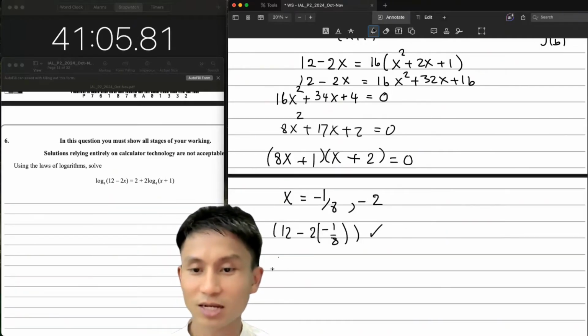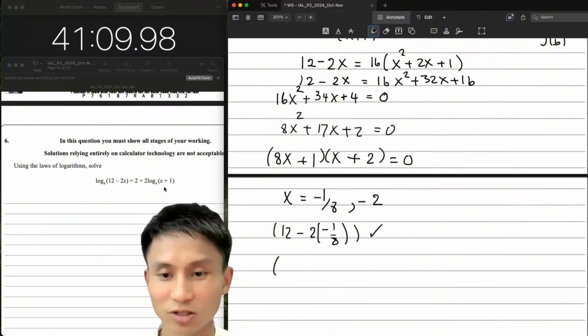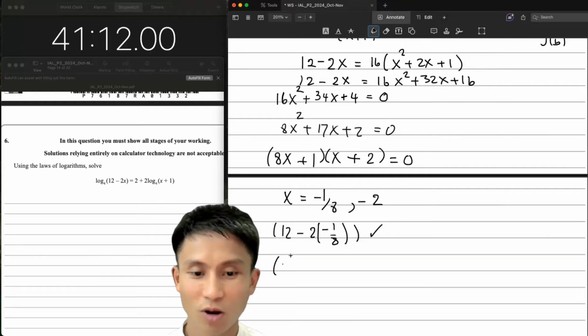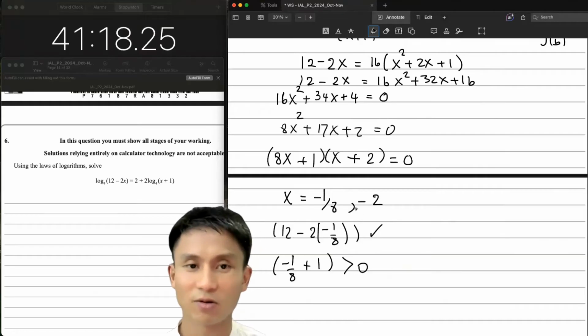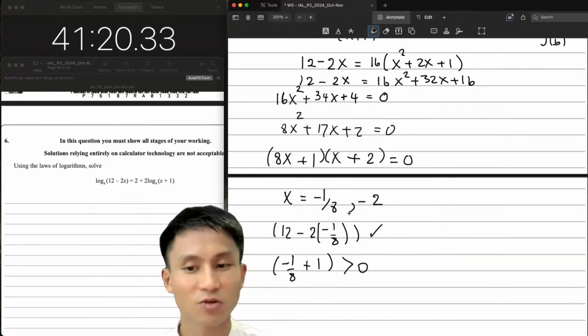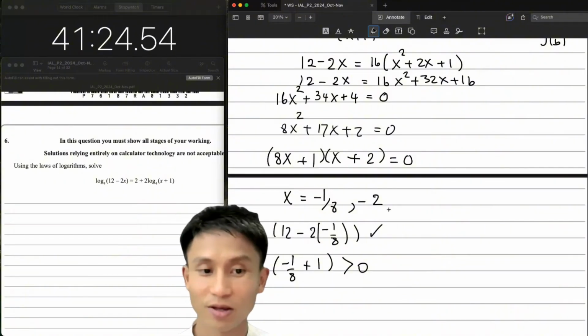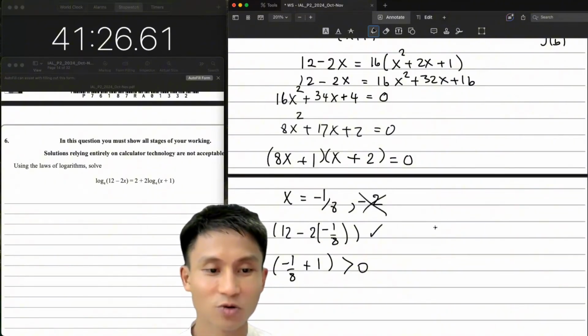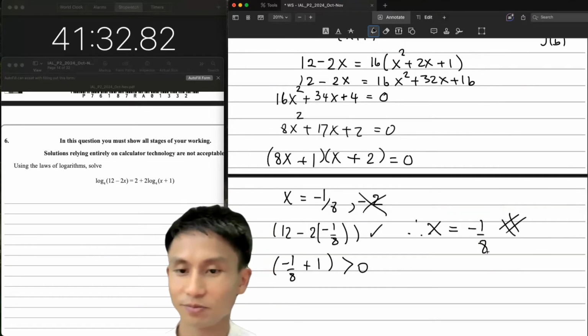But if you check the other argument in the initial question, 1 minus 1 over 8 plus 1 is still greater than 0, so that's fine. But not the minus 2 now. The minus 2 doesn't work because it's smaller than minus 1, so when you add them up, you get a negative value. So this guy doesn't work. That means x is only equal to 1 minus 1 over 8, and that's the final answer.